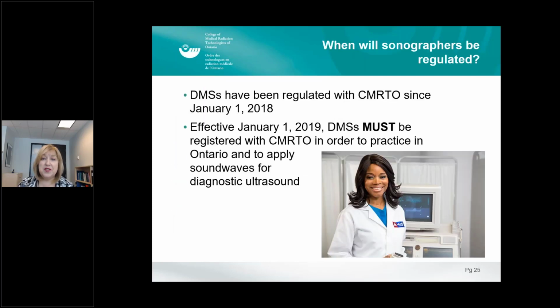So when will sonographers be regulated? You already are, but it's not yet mandatory. By January 1 of next year, sonographers must be registered with CMRTO in order to practice in Ontario, and also to apply sound waves for diagnostic ultrasound. So that's what we're moving towards, that January 1 deadline.